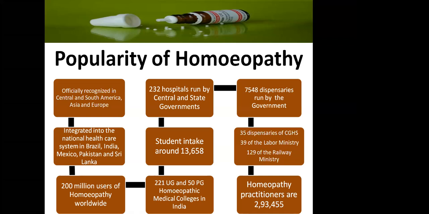And in India, there are around 221 undergraduate and 50 postgraduate homeopathy colleges with an annual intake of more than 13,000 students. Healthcare services in homeopathy are provided by as many as 232 hospitals run by state and central government, and more than 7,000 dispensaries run by the government and municipal bodies, which includes those run by CGHS, the labor ministry and the railway ministry. So you see that homeopathy has gained popularity in these years. And overall, there are around 3 lakh registered homeopathic medical practitioners in India, which constitutes around 37% of the total number of Ayush practitioners.